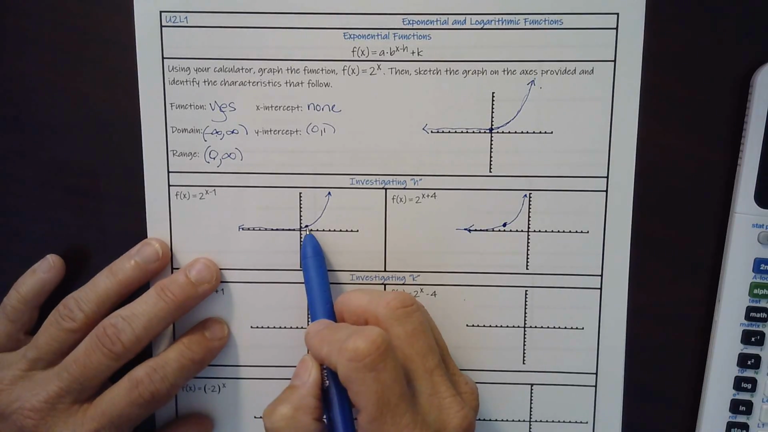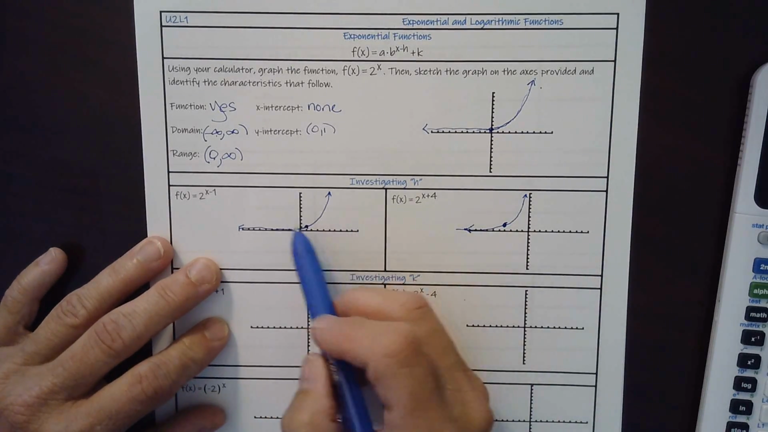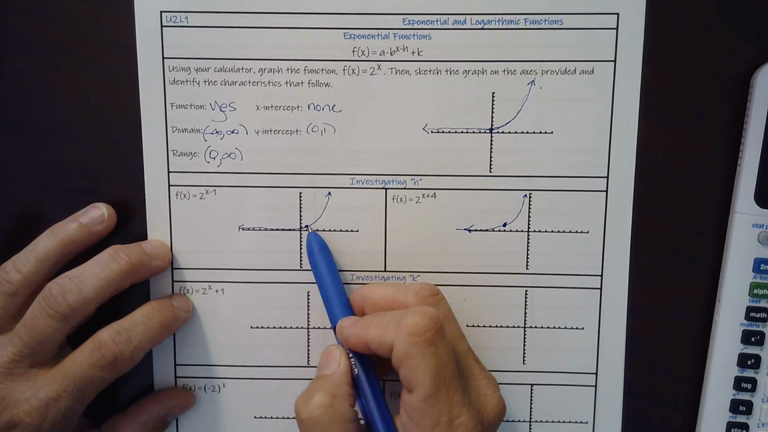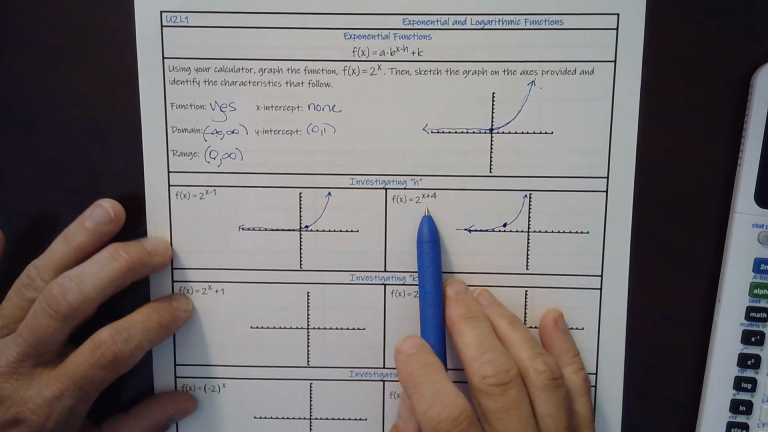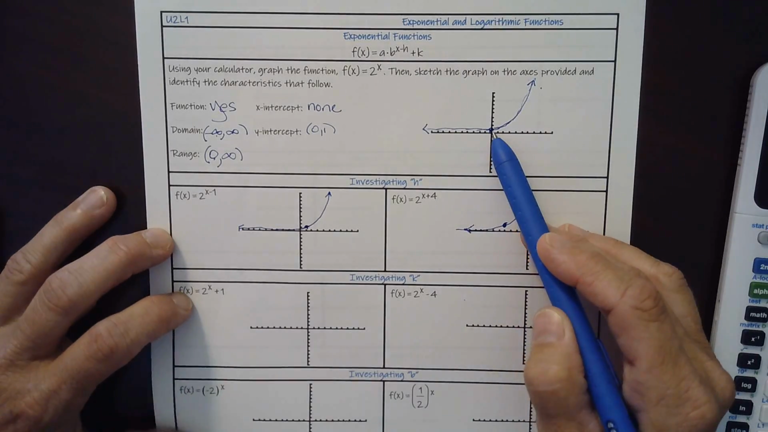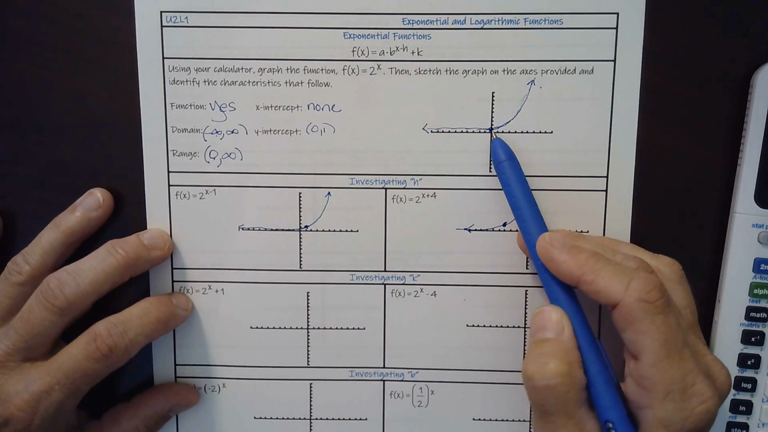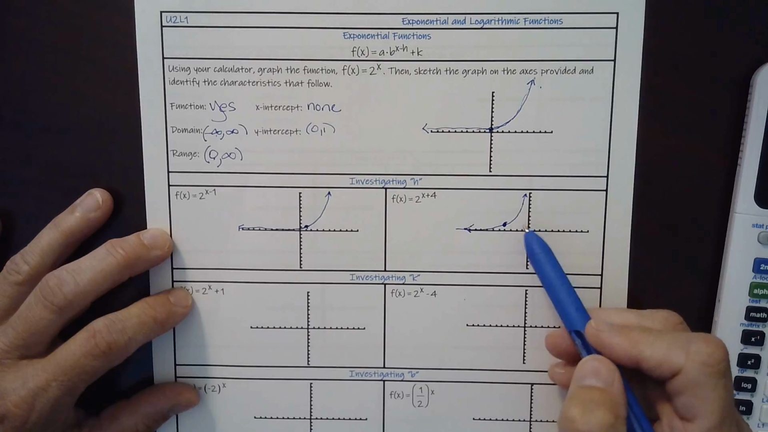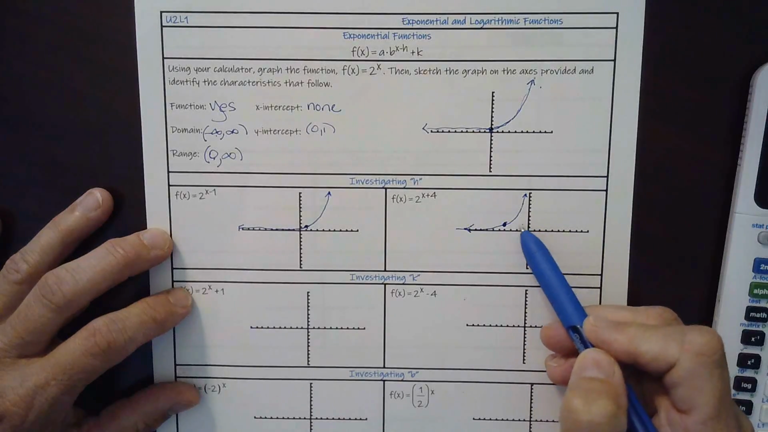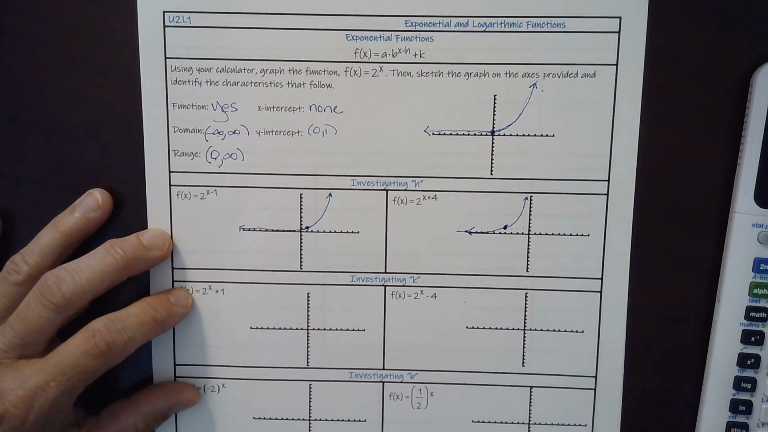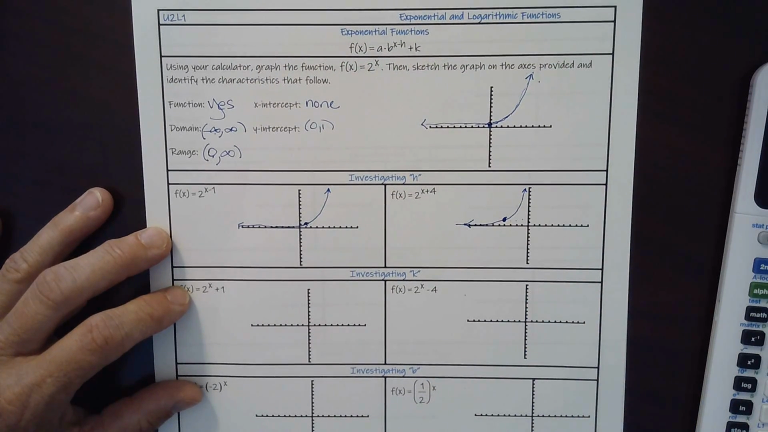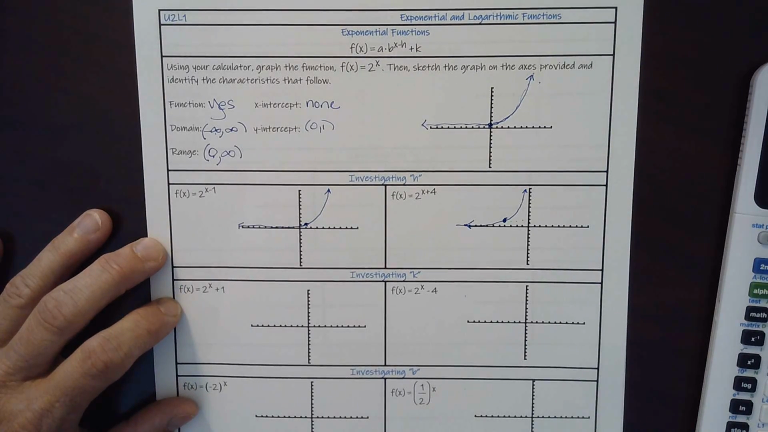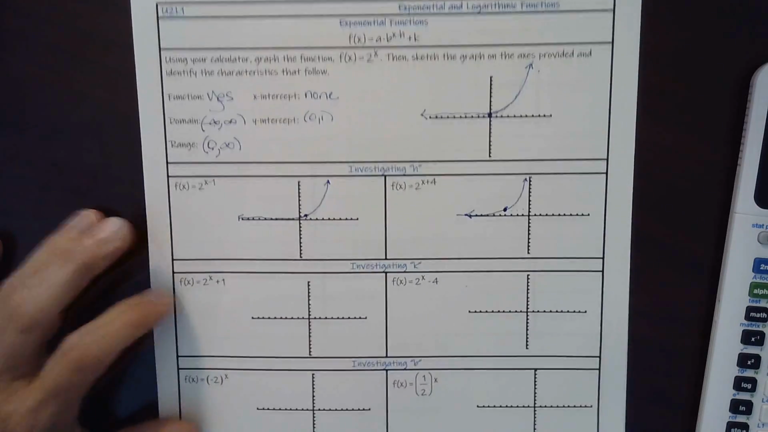Now, I don't want you to think that that's the only point that was shifted 1 unit to the right. Every single point on this graph was shifted to the right 1 unit. Here, if you use this y-intercept as your focal point, you can see this point has been moved left 4 units. So 1, 2, 3, 4, and the graph still behaves the same way. So h affects the graph in the same way that it has for all other functions that we've worked with.